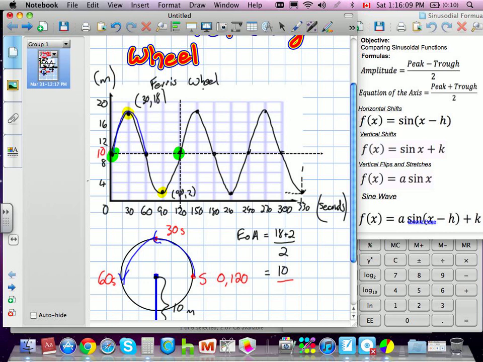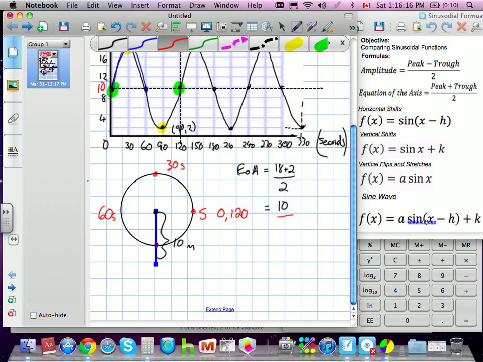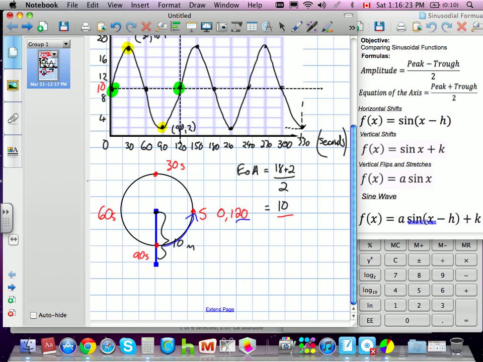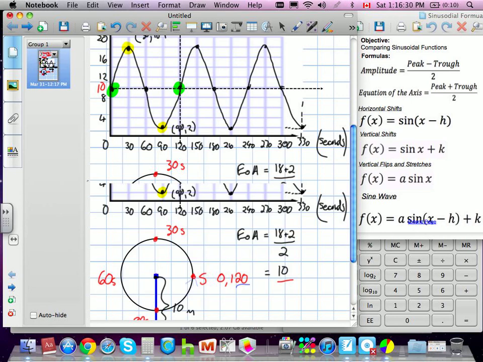What about when I'm at the lowest point? Trough, yeah. How long did it take us to get there? 90 seconds. And finally, I get back to my beginning point again after 120 seconds. So one period takes 120 seconds, or 2 minutes roughly, to go around this Ferris wheel. Okay. Now let's talk about the number of cycles.